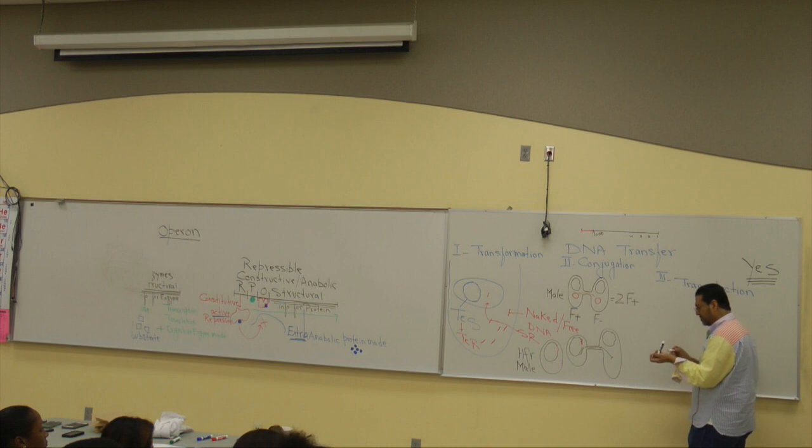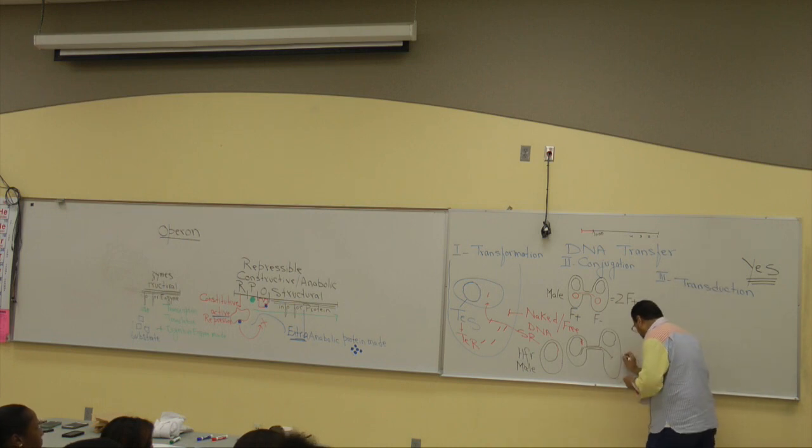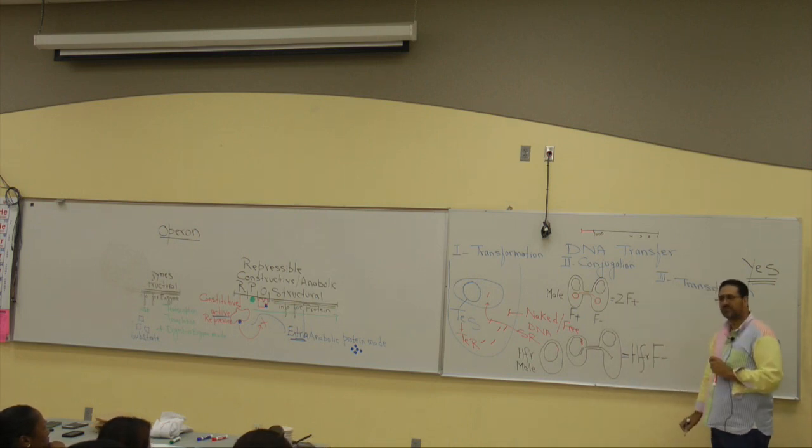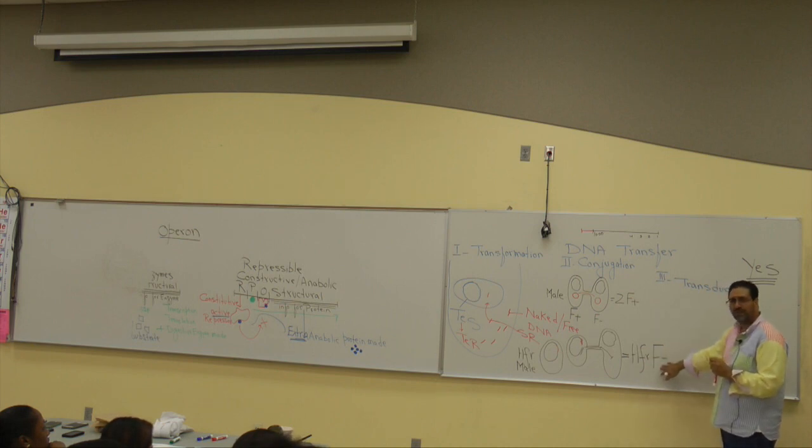So when these two conjugate, what is the end result? HFR, male, and F negative. Female always remains female, but it's not the original female. She has received some of the male chromosome. And we are going to share the results next time, and I'll prove it to you.